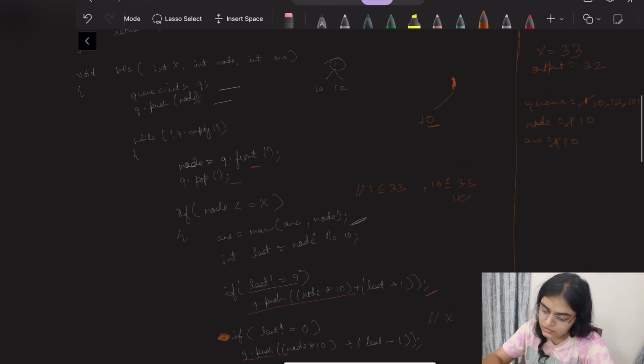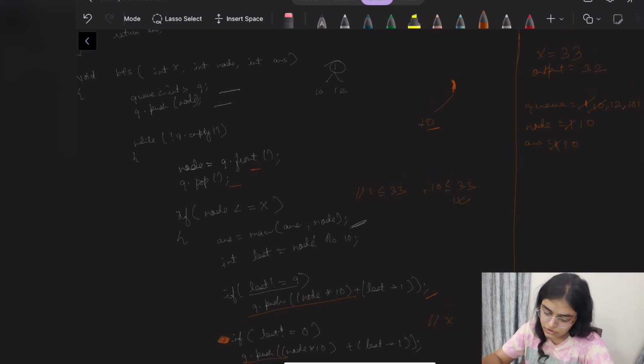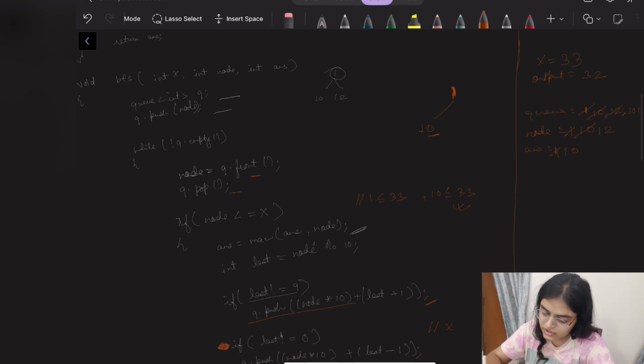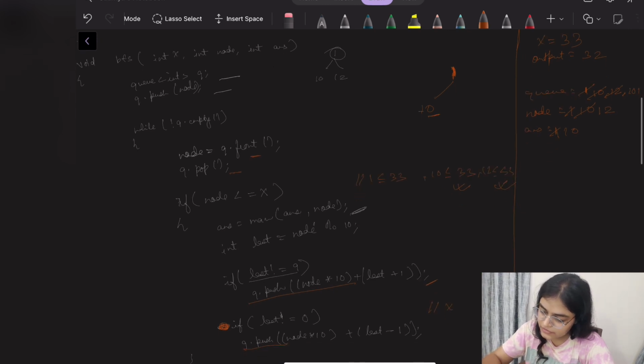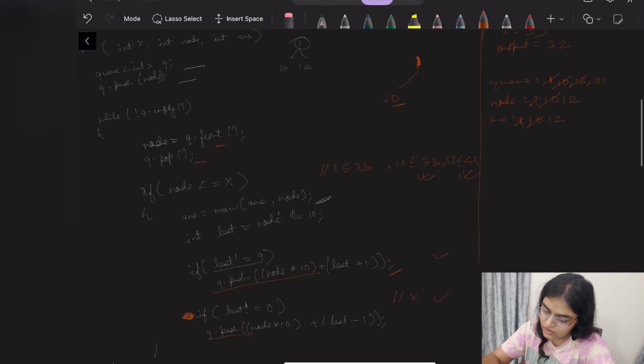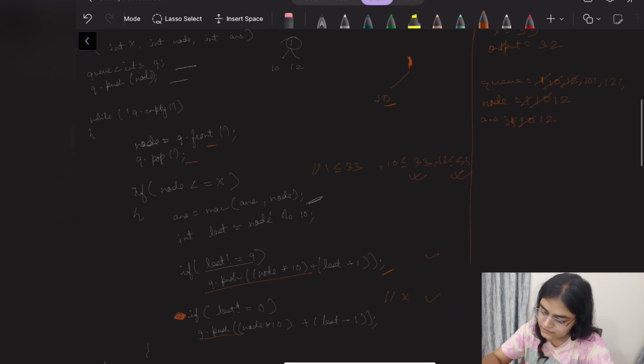Now, this has been popped. Now again we'll go into the queue. Node will take the front. Now the front is 12. Here it will get popped. Is 12 less than or equal to 33? Yes. Then it will get in, and again it will be updated to 12. And the last node here is now 2. So both will run, and it will include 121 and 123. Right?